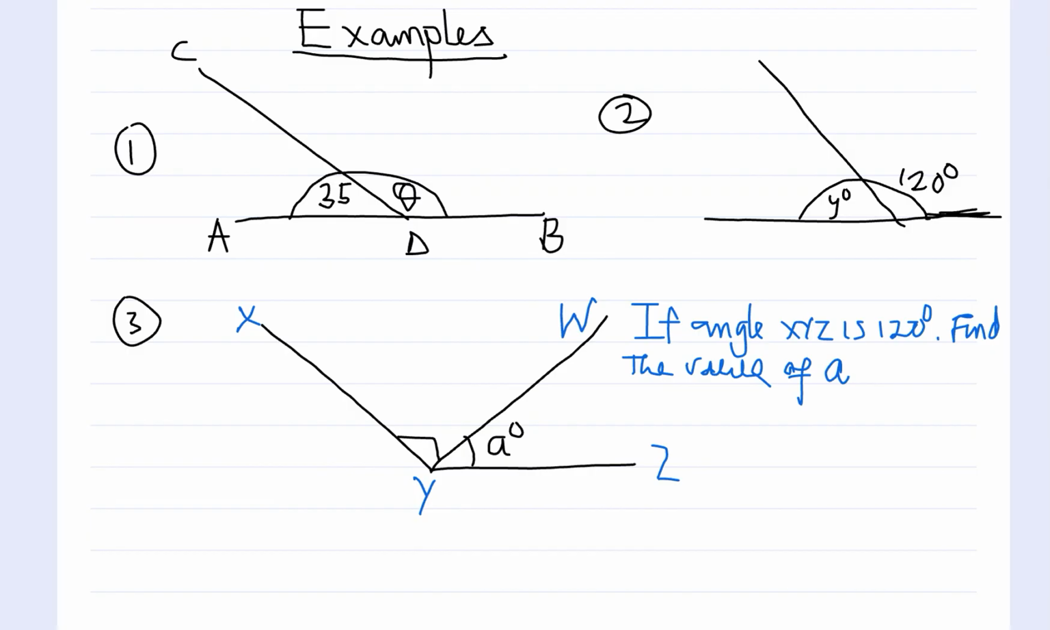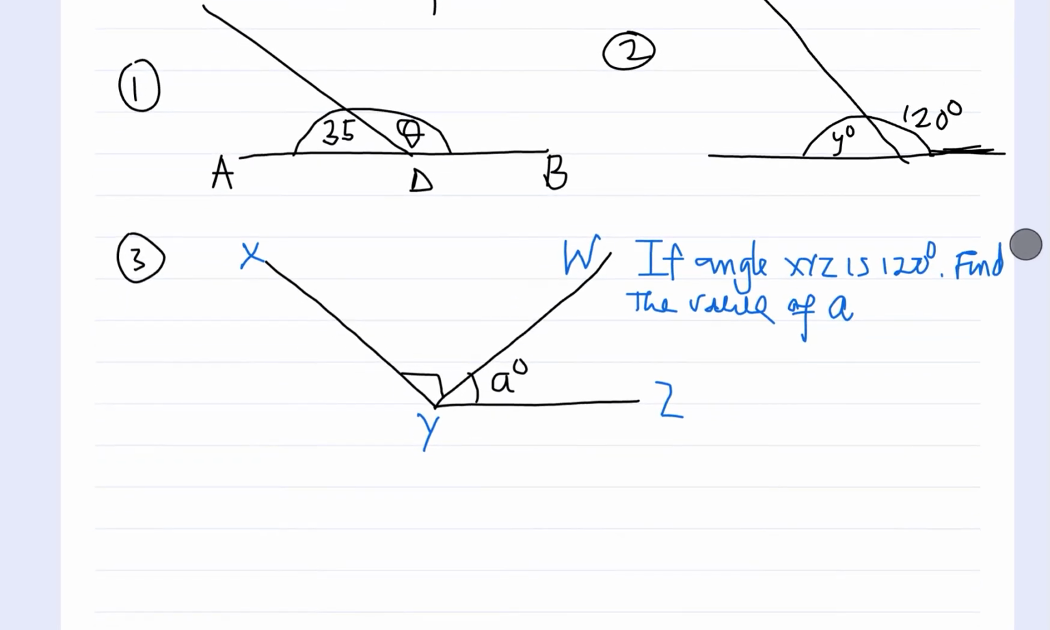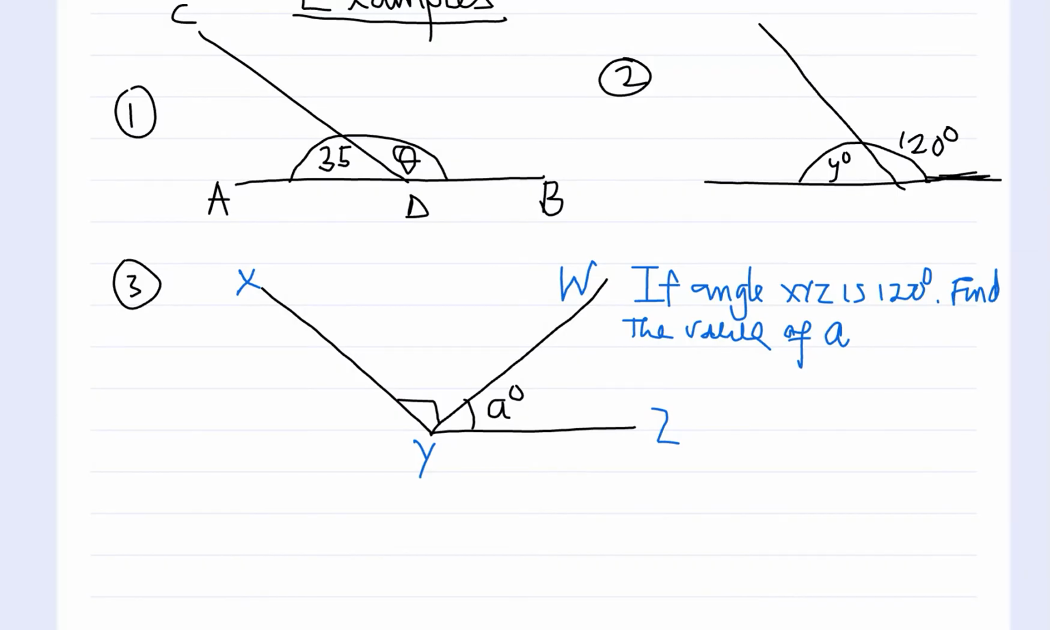In this particular video, we'll be talking about examples on angles. In my previous video, I discussed the types of angle and what to do with them. Alright, so now we are going to be looking at examples. Look at our first example, question 1. We have angle 35 and we want to look for angle theta. How do you find angle theta? Solution. This is very simple.